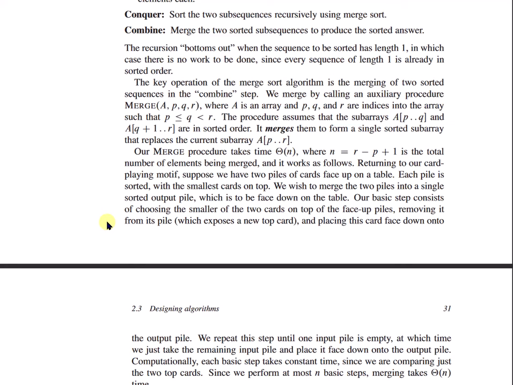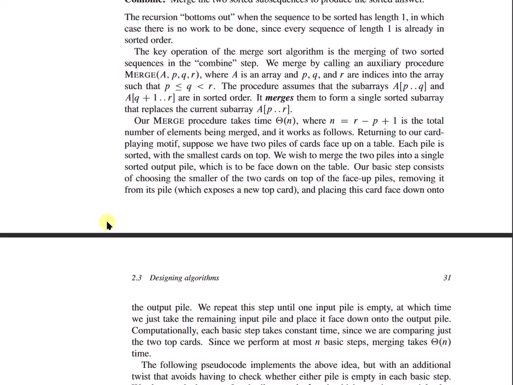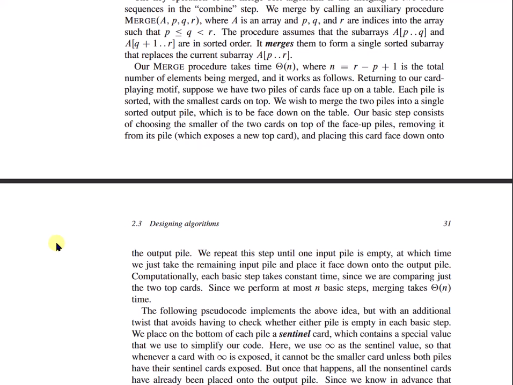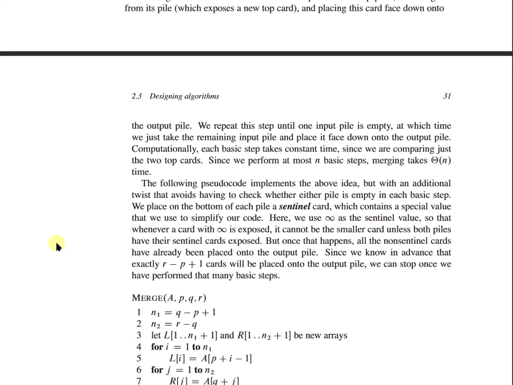It works as follows. Returning to our card playing motif, suppose we have two piles of cards face up on a table. Each pile is sorted with the smallest cards on the top. We wish to merge the two piles into a single sorted output pile which is to be face down on the table. Our basic step consists of choosing the smaller of the two cards on the top of the face up piles, removing it from its pile which exposes a new top card, and placing this card face down onto the output pile. We repeat this step until one input pile is empty, at which time we just take the remaining input pile and place it face down onto the output pile.